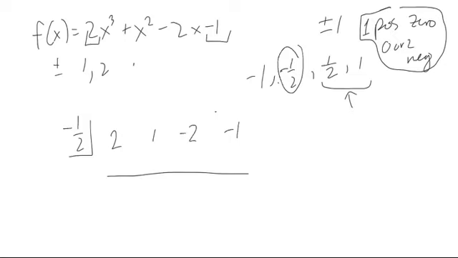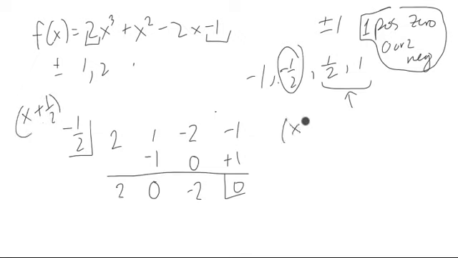All right, so trying this, we bring down the 2, multiply negative a half times 2, and we get negative 1, we get 0, we get 0, we get negative 2, and multiply it, we get positive 1. Oh, voila, we did get 0. Okay, so let's see how this factors. This means that our divisor here is x plus a half. So we get x plus a half multiplied by, right here, it looks like 2x squared minus 2.